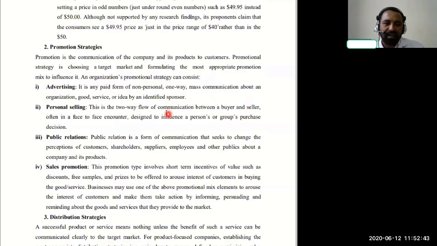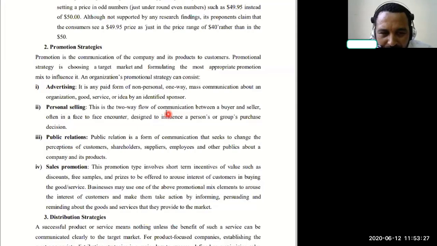So the other marketing strategy is promotional strategy. Promotional strategy is simply the communication of the company with their customers. So how the company communicates with their customers. In this case, you may be bombarded with a lot of advertisements every day while you are watching the TV. So this TV advertisement is a kind of promotional strategy.